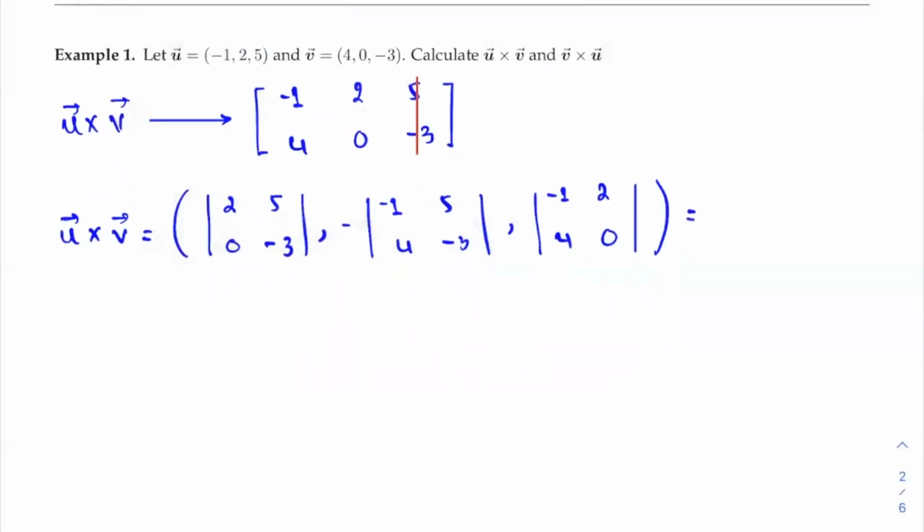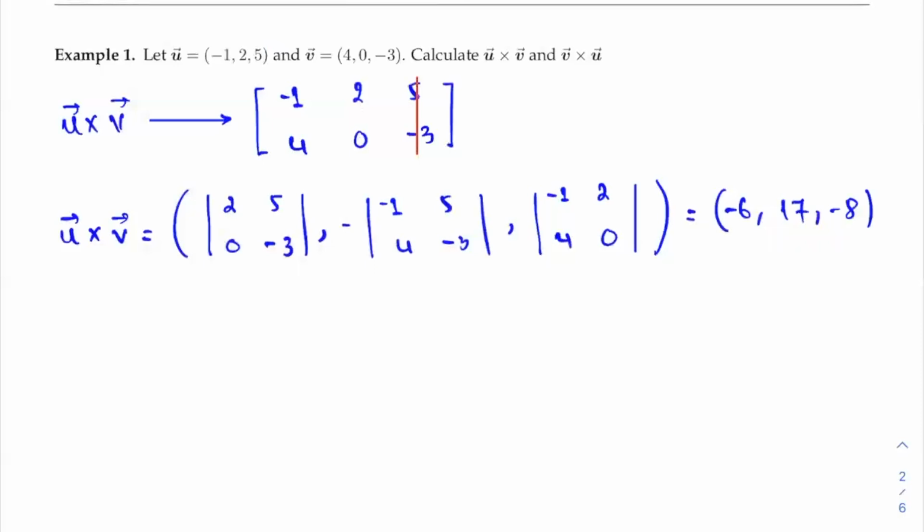And the result, you can see, is a three-dimensional vector. These calculations are 2 by 2 determinants, so it's very straightforward for us to do. So 2 times -3 minus 0 times 5, we get -6 for the first component. The second component has to be positive 17. And the last component is going to be equal to -8. If you do the calculation correctly, this has to be the result.